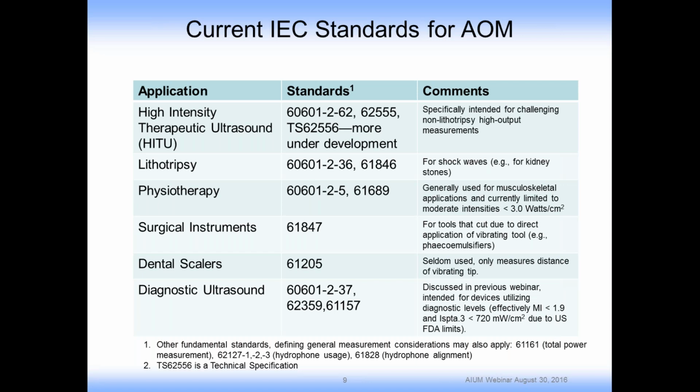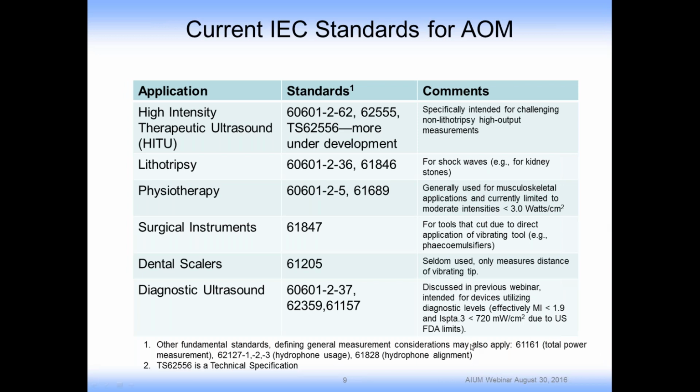But it is possible that you may have a therapeutic application that uses diagnostic equipment. And so I'm including it here, although it's worth noting that this standard was designed for equipment with diagnostic levels in mind. And although the IEC standards do not place limits, the US FDA does. So in practice, this standard has been used for equipment that fulfills the requirements that were talked about by Jim Gessert and Nick Ellens, namely a mechanical index less than 1.9 and a derated ISPTA of less than 720 milliwatts per centimeter squared. I'll also mention that these are the standards that refer to the applications.